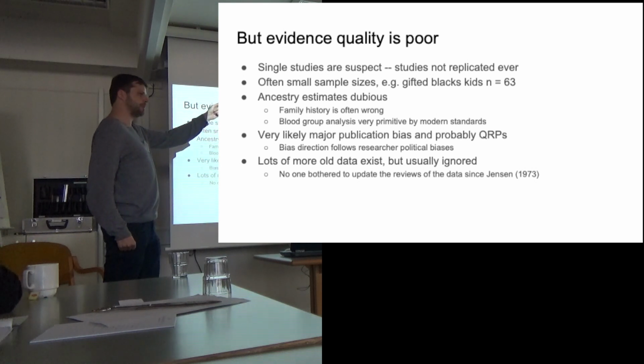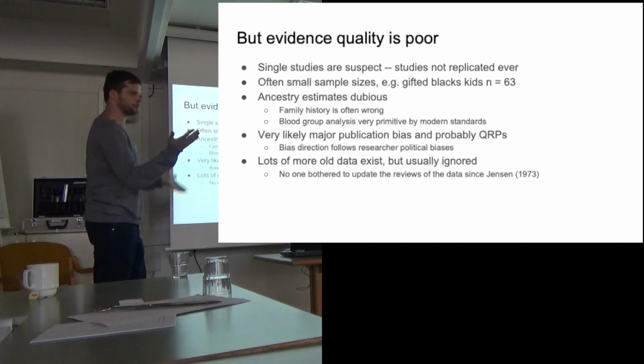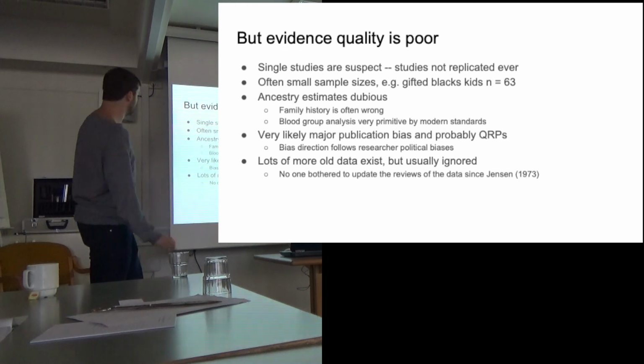Some of these are very small. This one was the one with the black gifted kids. It's only 60 kids in one state in the US. No one should have a strong opinion, and it doesn't matter what they find. With a sample size of 60, you can find anything.